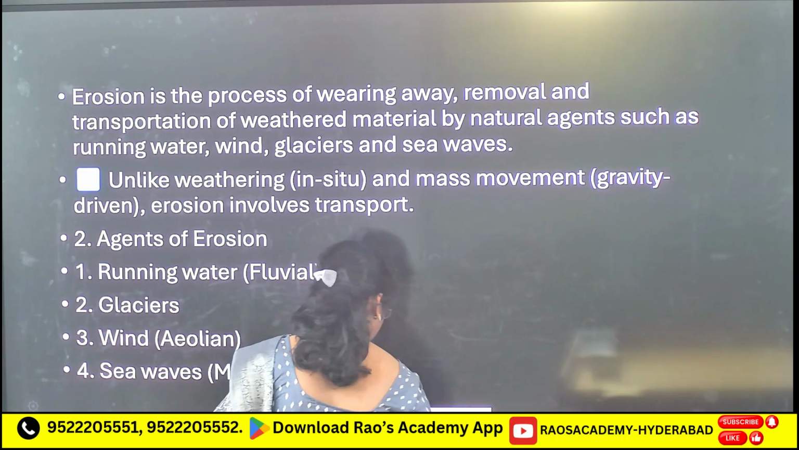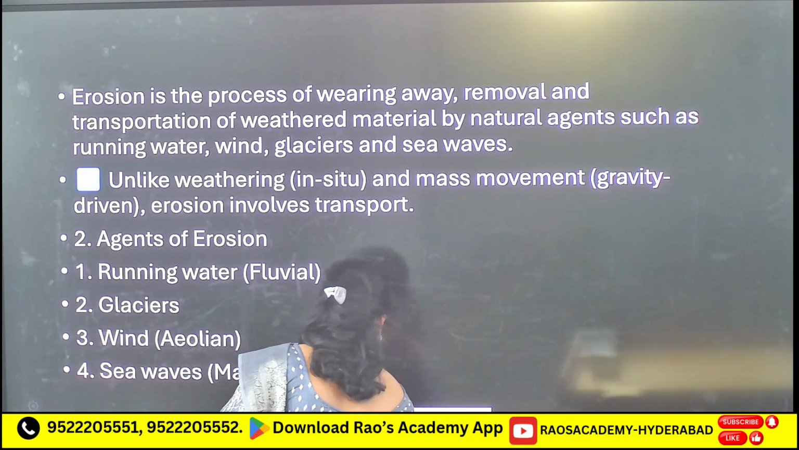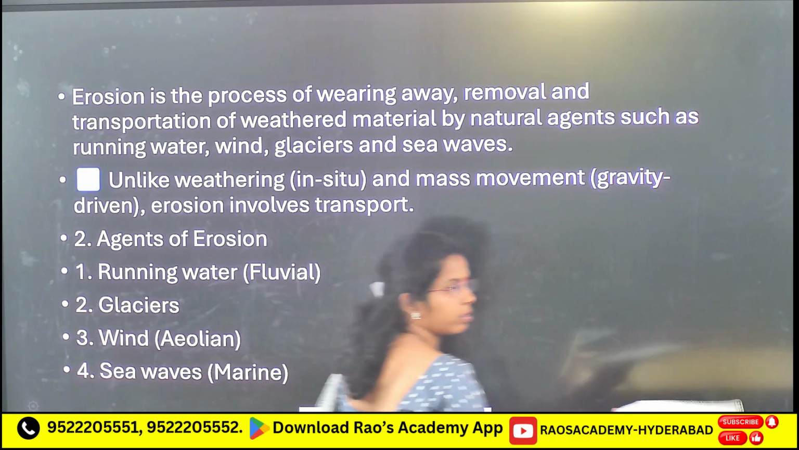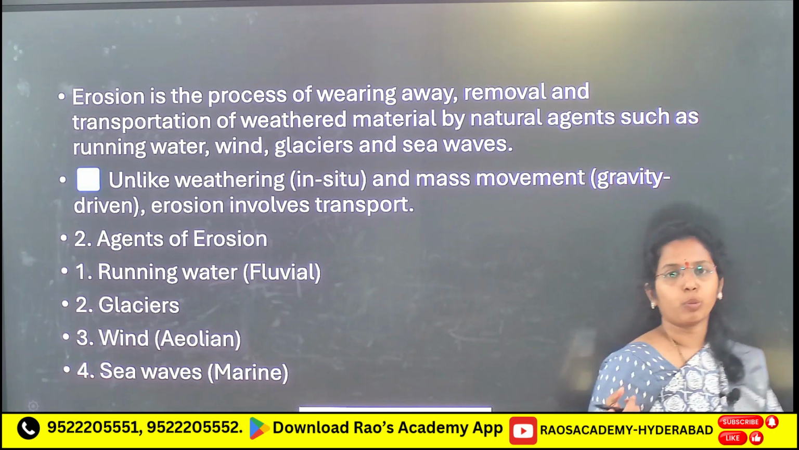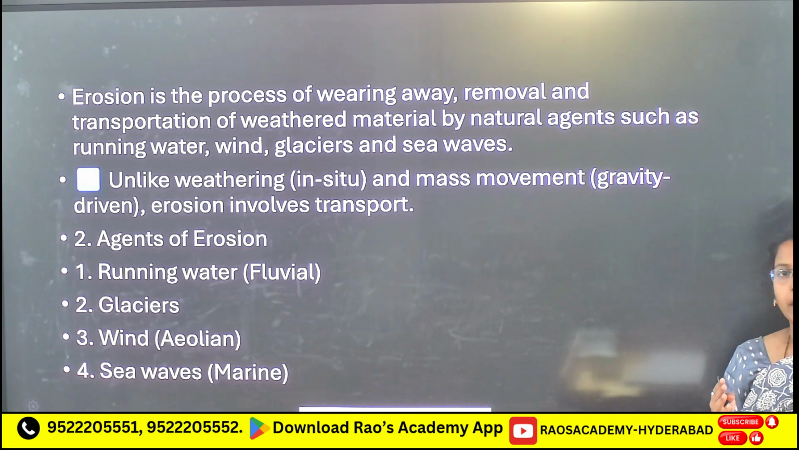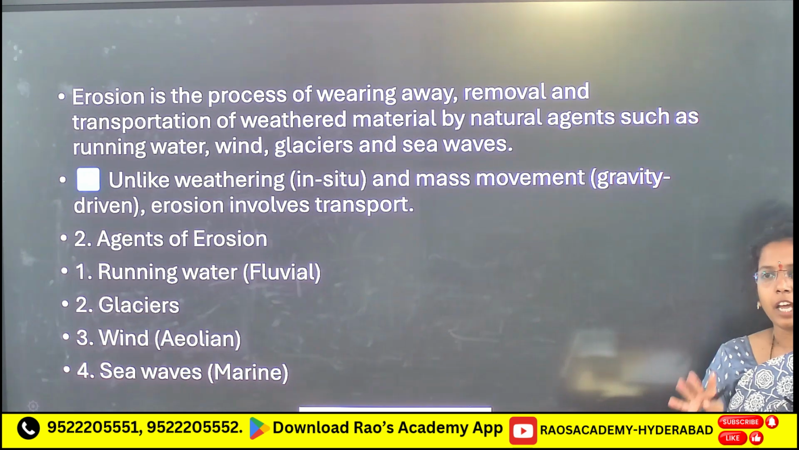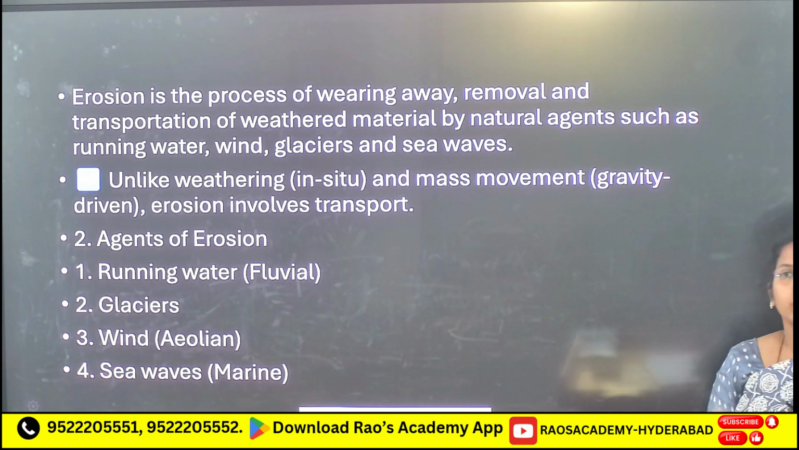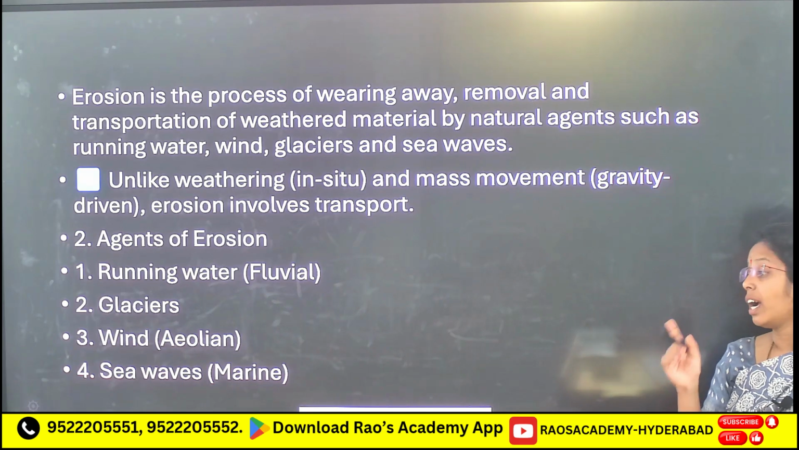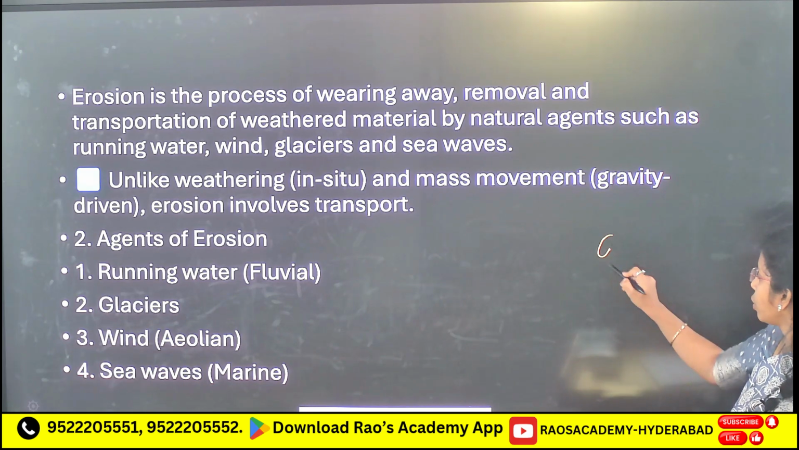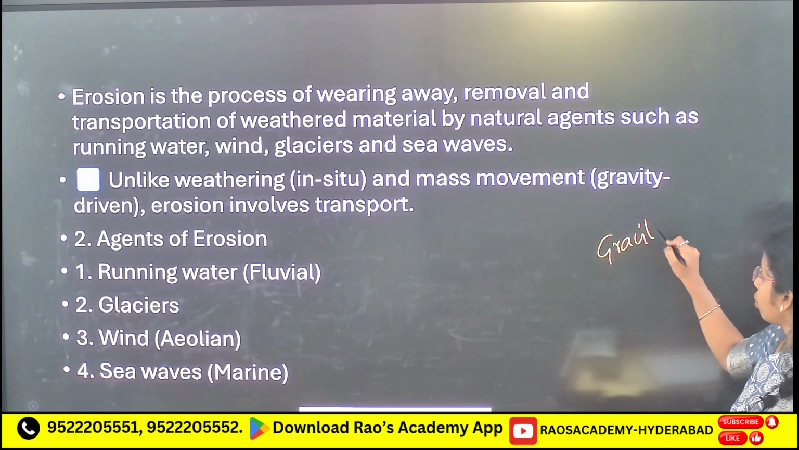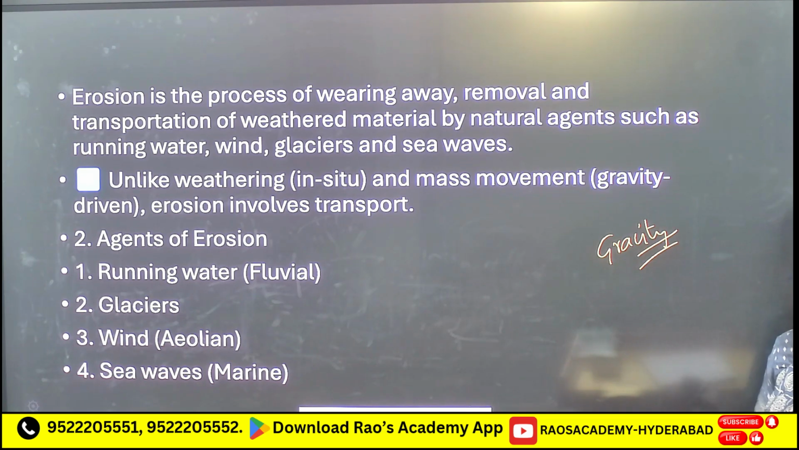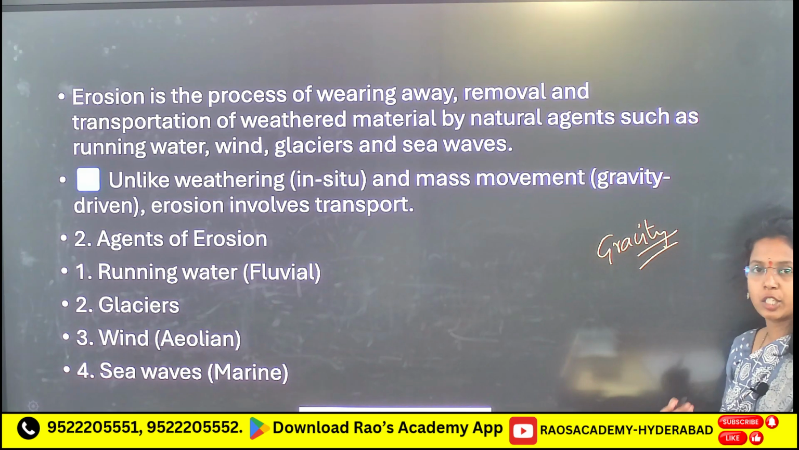Clear? Mass movement. Mass movement, weathering. Weathering means breaking down. There is no movement you will see in weathering. In mass movement you will see movement because of gravity, that you have to remember. No geomorphic agent or transporting agent.